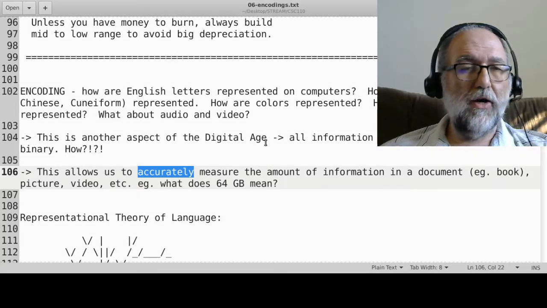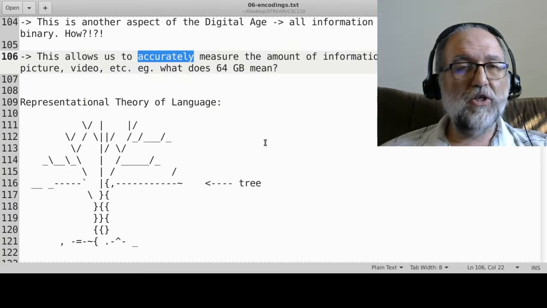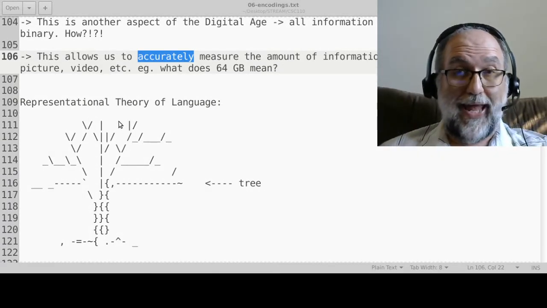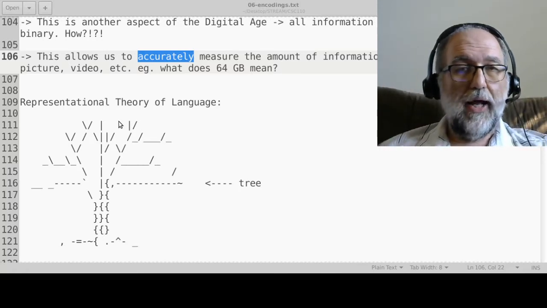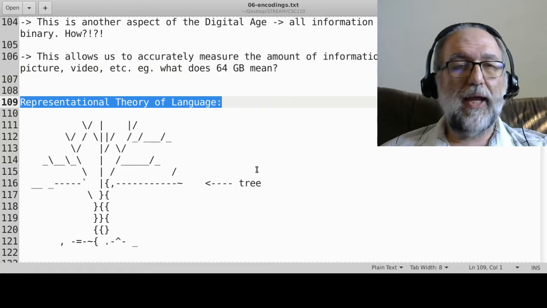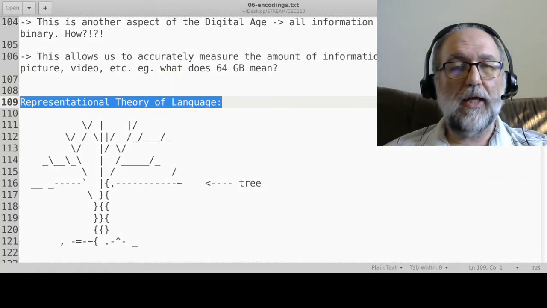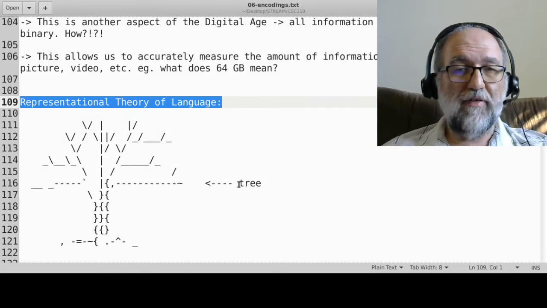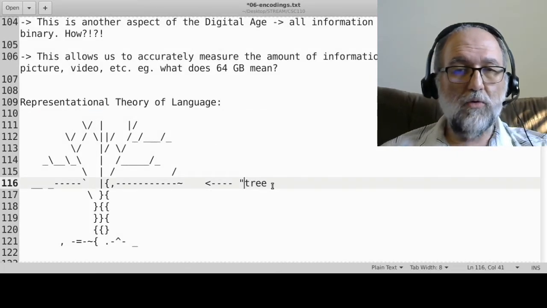All right, so how does encoding work? Well, before I jump in and show you some encodings, I have to give you a little bit of an idea of how language works, like human language. And this is a representational theory of language. And what that means is that basically we have words, like the word "tree". In fact, I should probably put tree in quotes here.